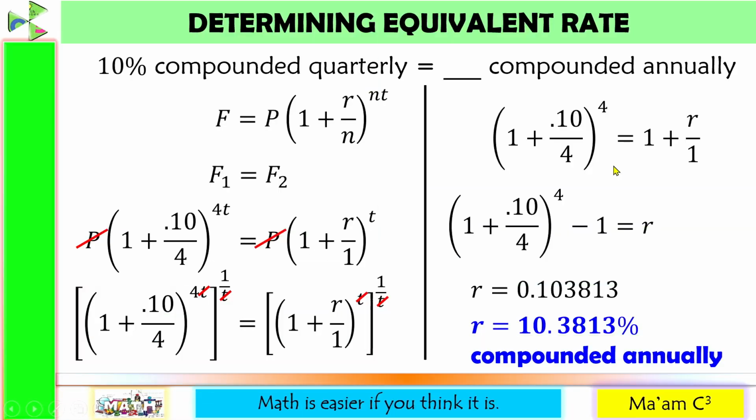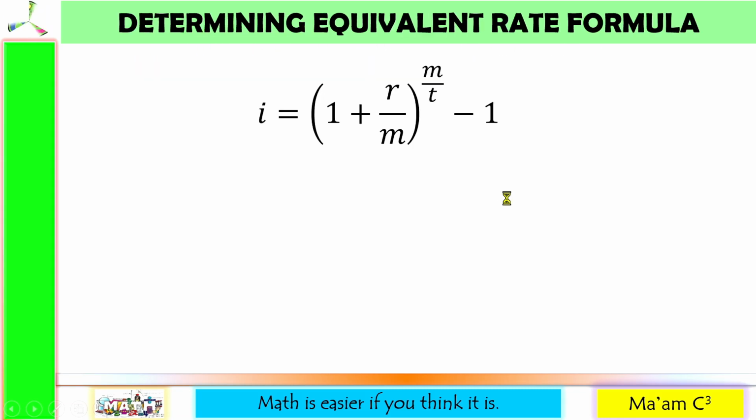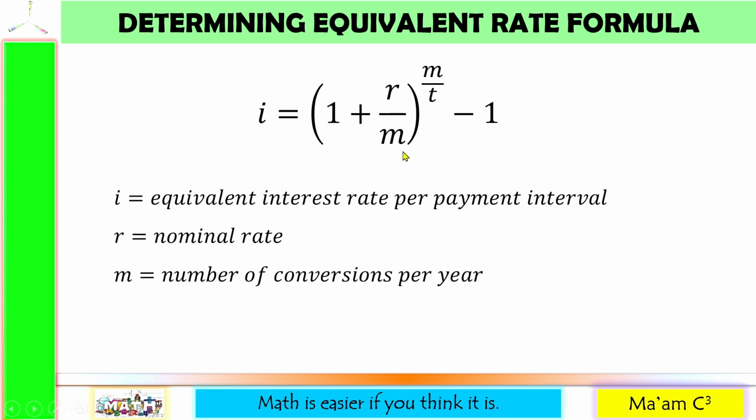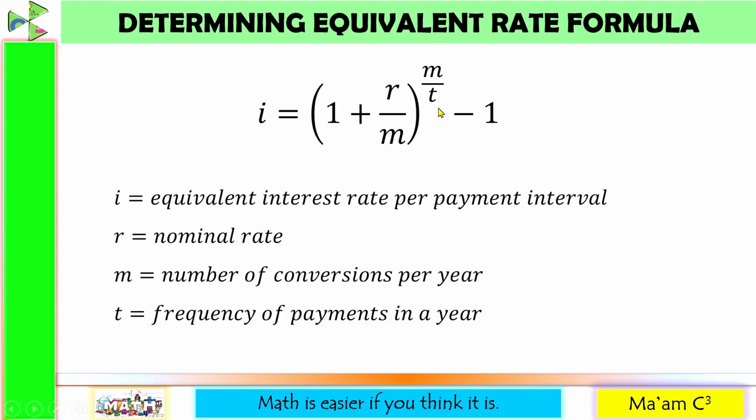In my video, Compounding More Than Once a Year, I explained how to determine equivalent rate. Or, you may use this formula. I is the equivalent interest rate per payment interval. R is the nominal rate. M is the number of conversions per year. And T is the frequency of payments in a year.